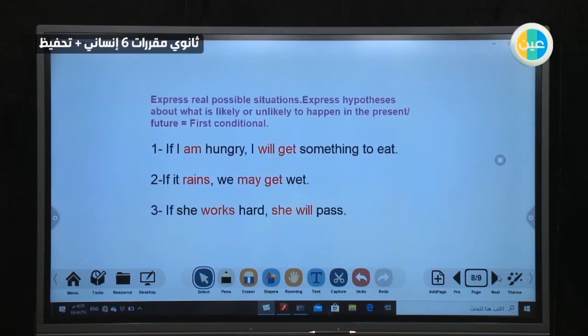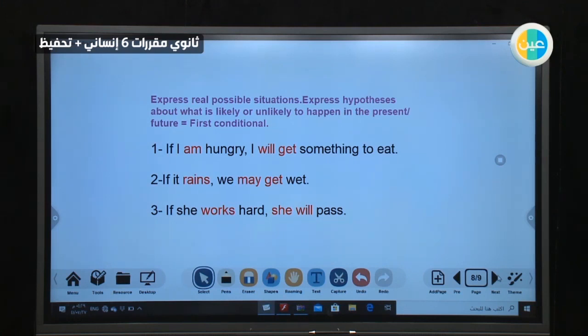Let's check the other kind of if conditional. If I am hungry, I will get something to eat. So here we are expressing what is likely or unlikely to happen in the present or future. If I am hungry, I am not hungry now. But if I am hungry, I will get something to eat. It's a real possible situation.